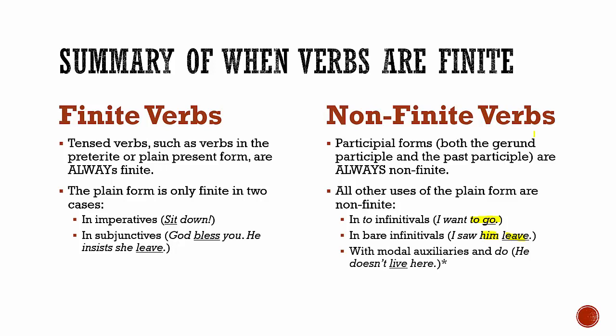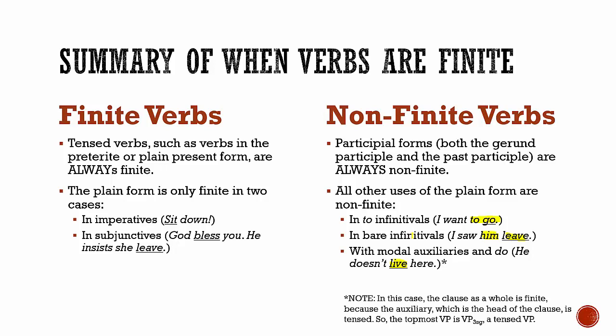And with modal auxiliaries, he doesn't live here. Again, live doesn't have its own subject immediately before it. It's non-finite, although we should note the clause as a whole ends up being finite because of doesn't. Doesn't bears tense, right? So as a result, the topmost VP, since it's the head, is third singular present. It's a tense verb phrase. So the clause as a whole is finite, but the finiteness comes from doesn't, not from live. Okay, hopefully with that background, you should be able to tell whether you're dealing with a finite or non-finite verb form.